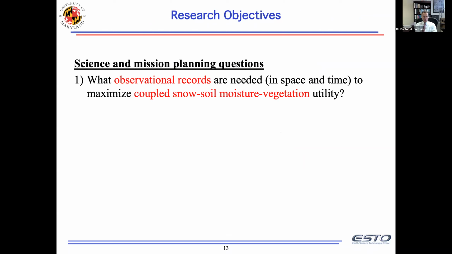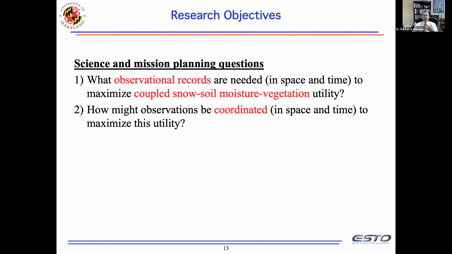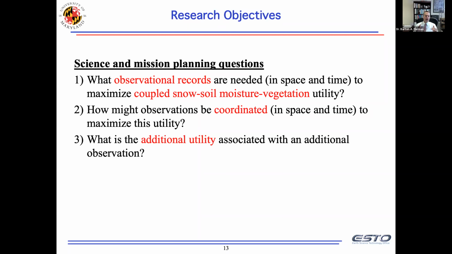So as a recap of where we are, what are the objectives here? What observational records are needed in space and time to maximize the coupled snow, soil moisture, and vegetation utility? And further, how might these observations be coordinated? Do we run them in an A-Train, or should they be separate and independent from one another? Do we need one sensor, or are we better off with a constellation of lower cost, smaller CubeSats? This third question is of very significant importance to NASA program managers.